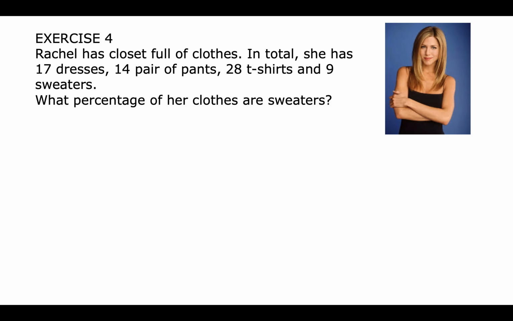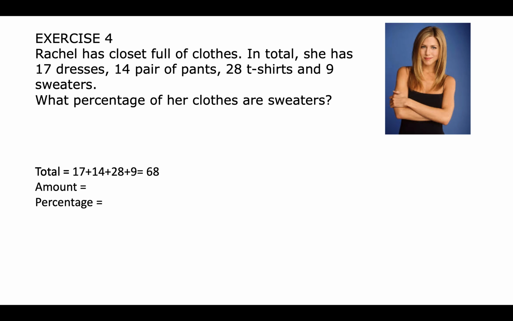Exercise 4. Rachel has a closet full of clothes. In total, she has 17 dresses, 14 pair of pants, 28 t-shirts, and 9 sweaters. What percentage of her clothes are sweaters? Well, in this case, we have to calculate the total first. We know she has 17 dresses, 14 pair of pants, 28 t-shirts, and 9 sweaters. This is all we know, so this is what we'll call the total, and that means that the total of her clothes, in this closet at least, is 17 plus 14 plus 28 plus 9 equals 68.